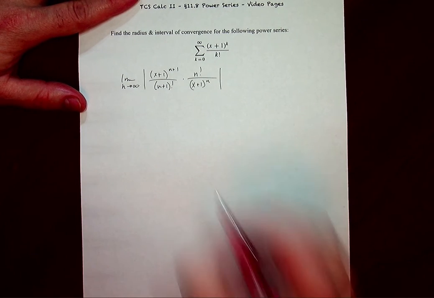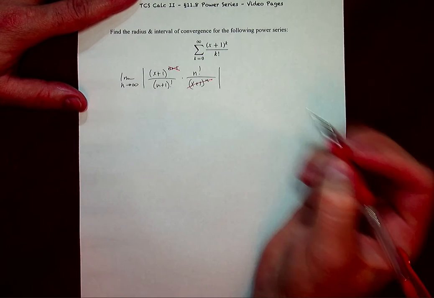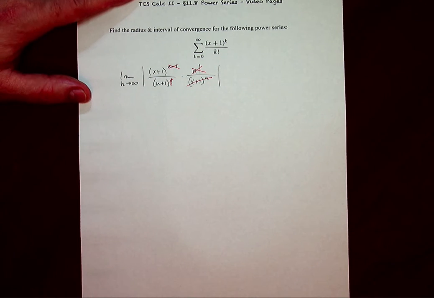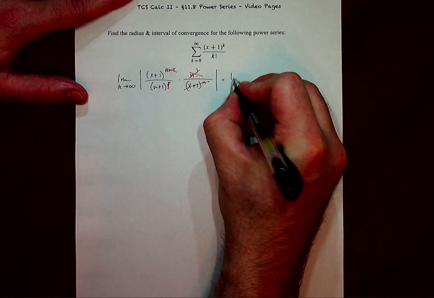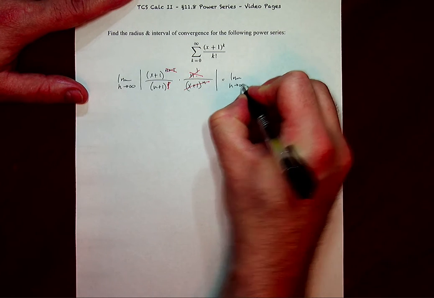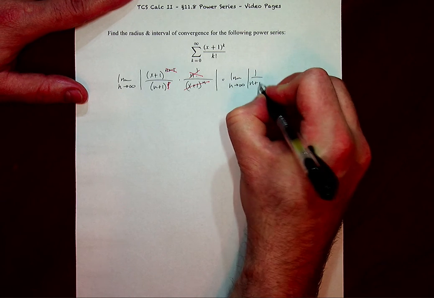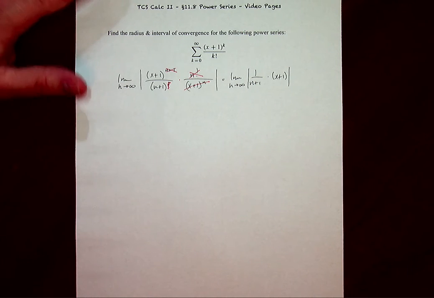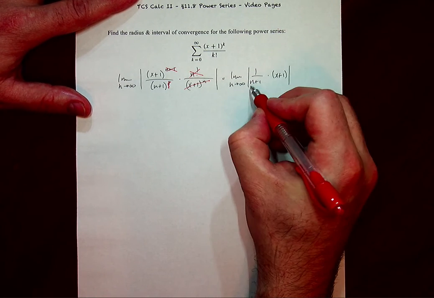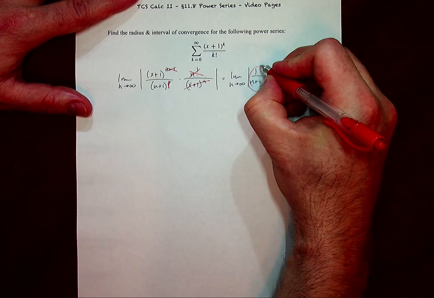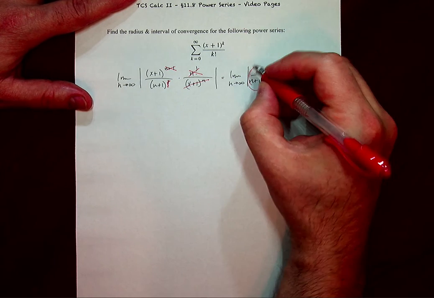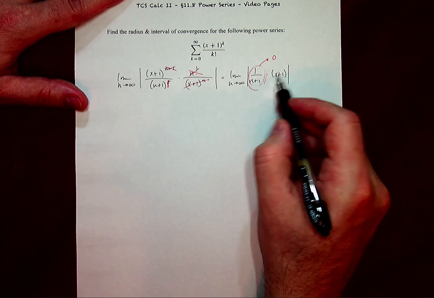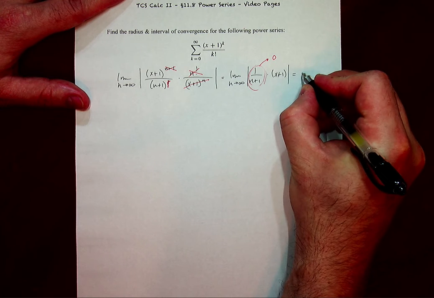Now, again, when we cancel, all of these cancel with all but one of those. All of this cancels with all but the n plus 1. And basically we get the limit as n goes to infinity of 1 over n plus 1 times x plus 1. The reason I put it this way is so that the x plus 1 doesn't distract us. As n goes to infinity, this goes to 0, and it doesn't matter what this is right here. 0 times x plus 1 is just 0.